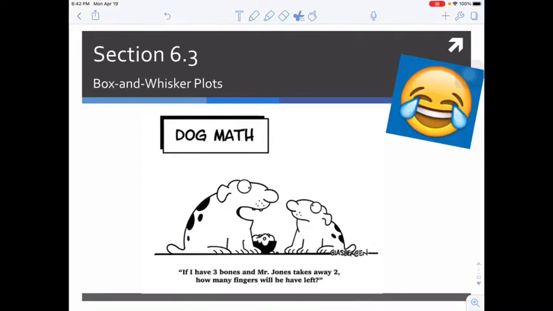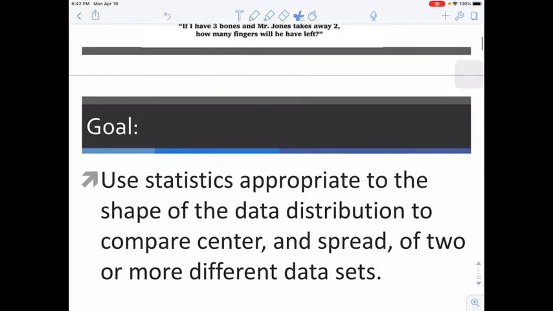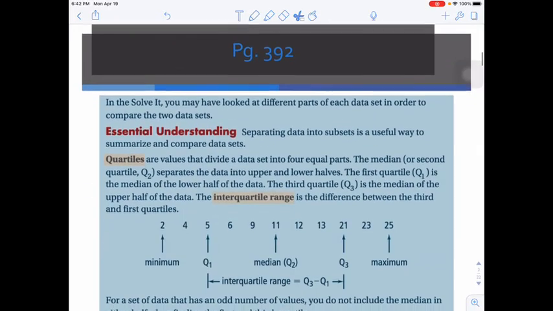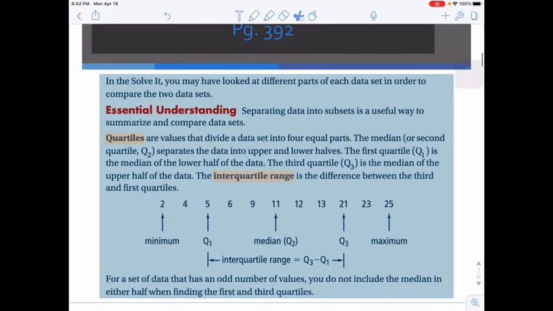Section 6.3 is box and whisker plots. Our goal is to use statistics appropriate to the shape of the data distribution to compare center and spread of two or more different data sets. On page 392, in the Solve It, you may have looked at different parts of each dataset in order to compare the two datasets.